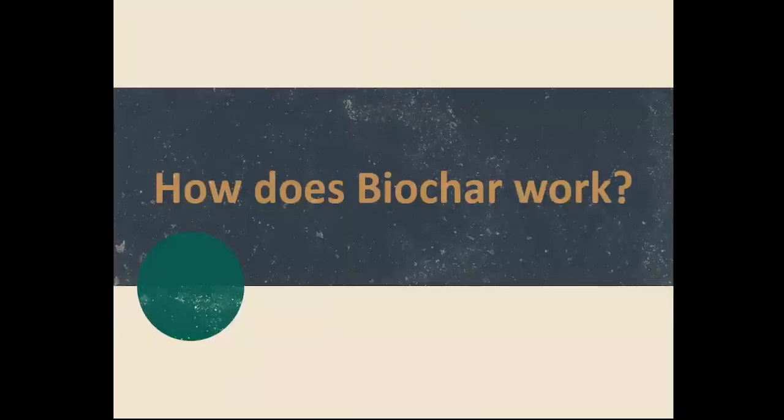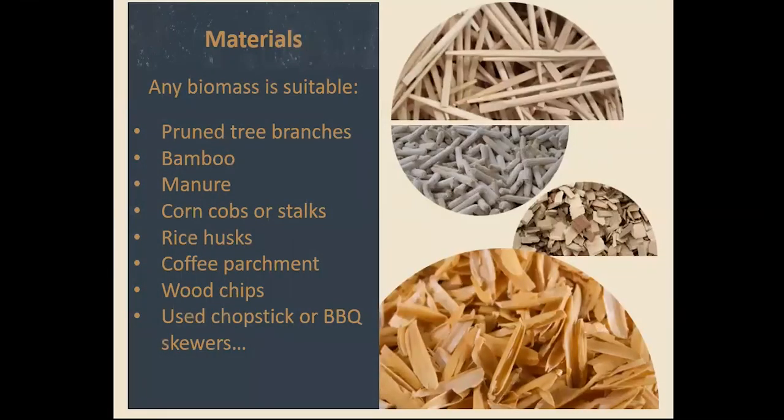So how does biochar work? So like I said, we will take materials from the farm, waste products. We are not advocating for anyone to cut down trees or lead to further deforestation in order to make biochar. What we're saying is this is a way to take a waste product on the farm and turn it into something useful. So that can be bamboo, manure, corn cobs, rice hulls, coffee parchment, wood chips.